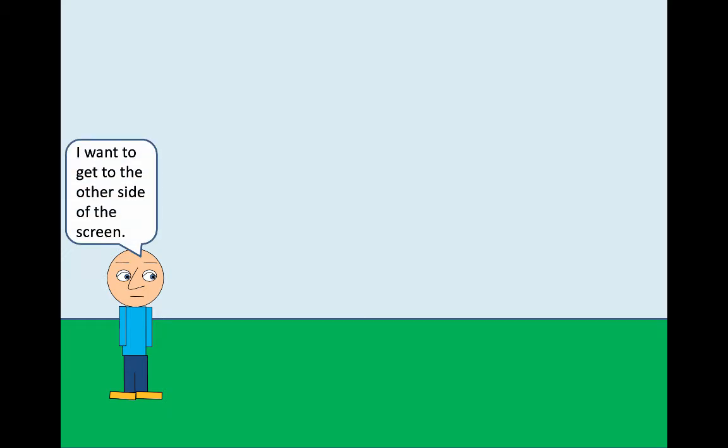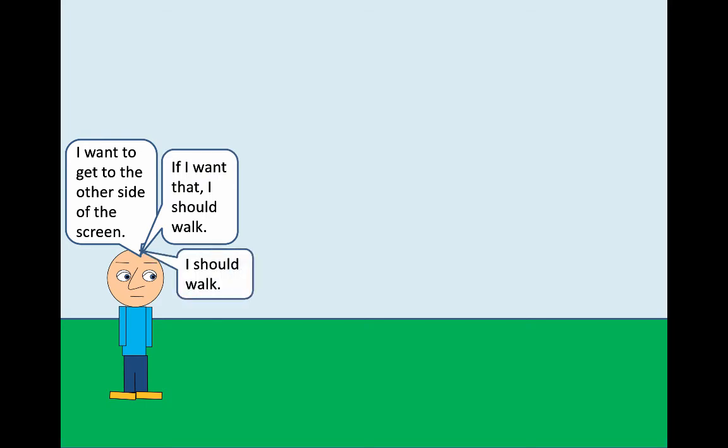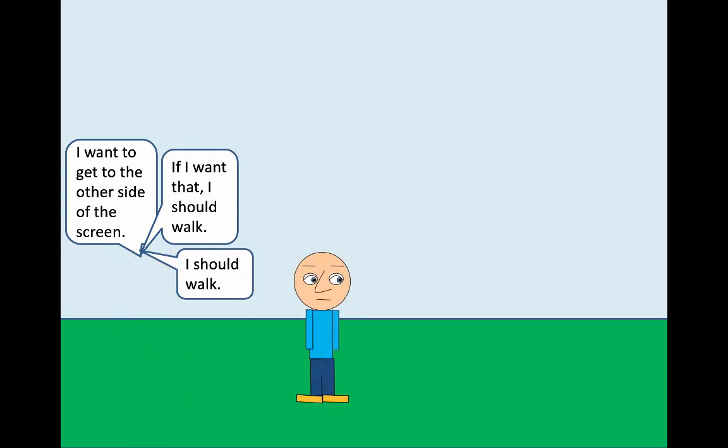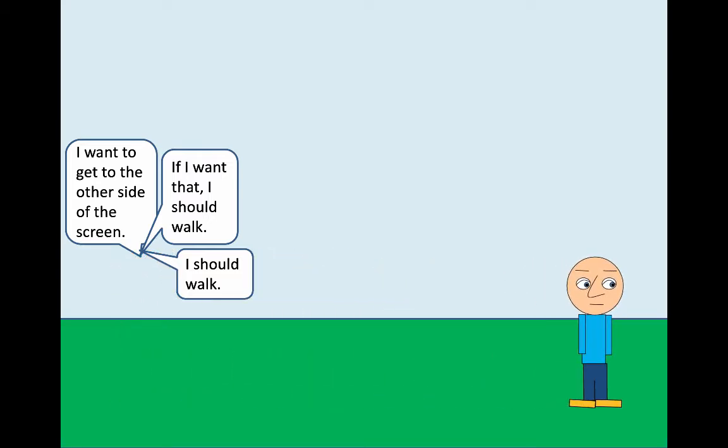She thinks, I want to get to the other side of the screen. And then she thinks, if I want to get to the other side of the screen, then I should walk. And she thinks, therefore, I should walk. And then she does that. She walks to the other side of the screen. And that's a kind of action. That's a kind of thought process that underlies an action and then the action that occurs.